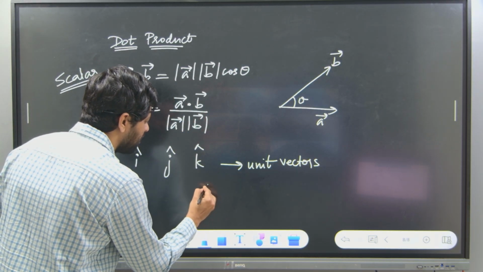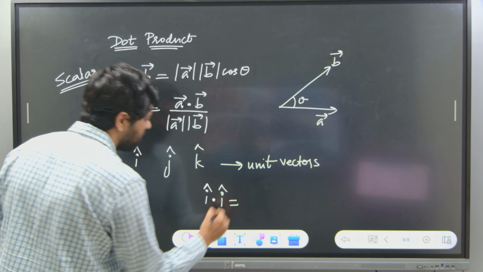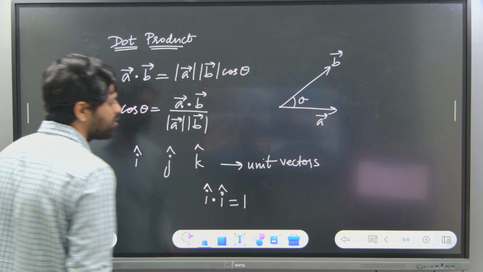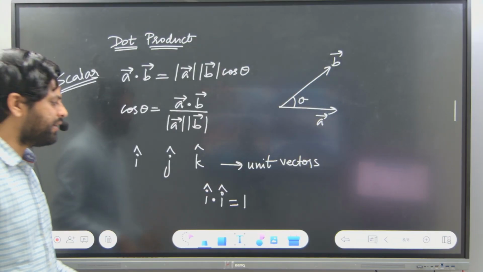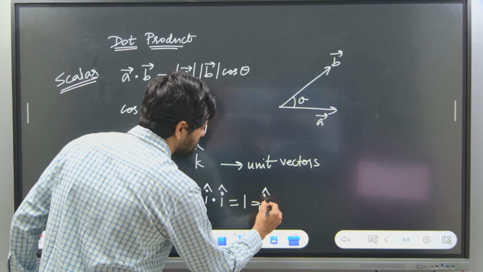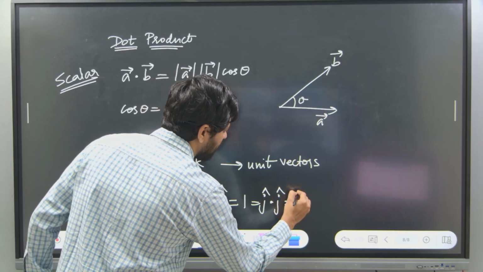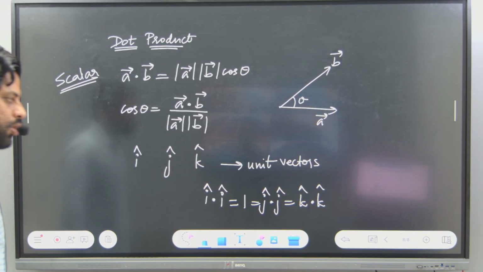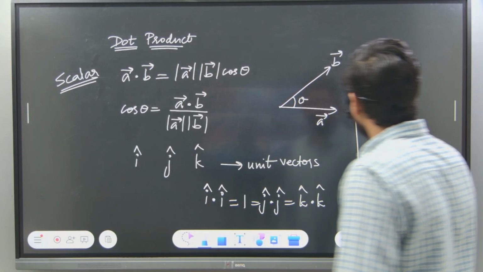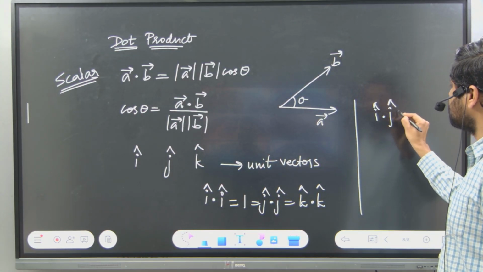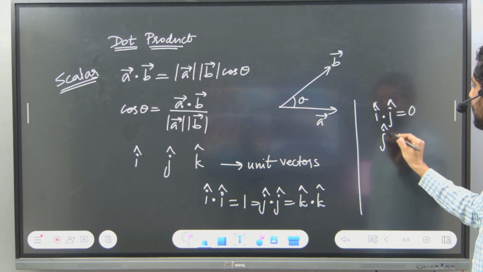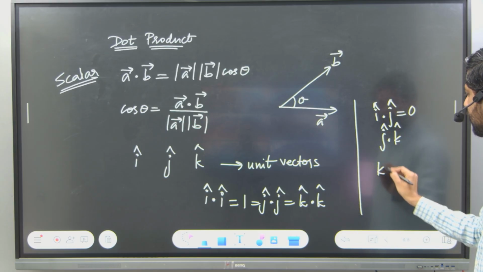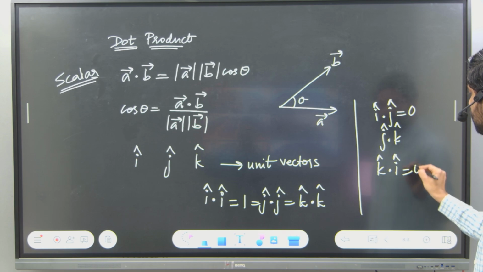So when I do I dot I, what will be the result? It is going to be 1 because the magnitude is 1, and what about the angle? The angle is going to be 0 degrees and cos of 0 is going to be 1. So I dot I, similarly J dot J and K dot K, are equal to 1. And what happens with I dot J then? Yes, because the angle between them is 90 degrees, I dot J, J dot K and K dot I are all 0.